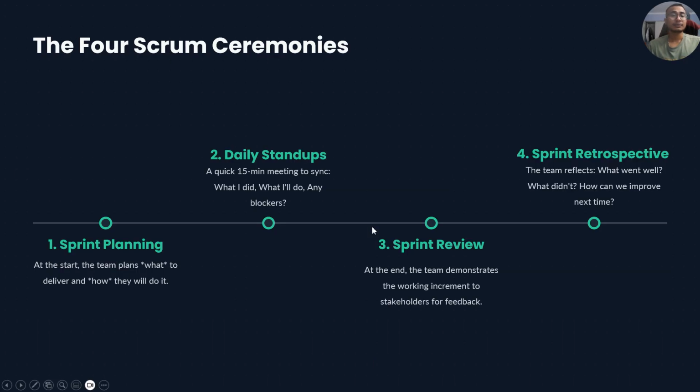Okay, in the same way, Scrum ceremonies. So Scrum is powered by 4 key ceremonies or meetings that keep the team aligned and focused. So first one is sprint planning. At the start of each sprint, we plan what to deliver and how we will do it. For example, during sprint 2 planning, we decided to implement the add expense feature, where users can enter transactions, categorize them, and attach notes.